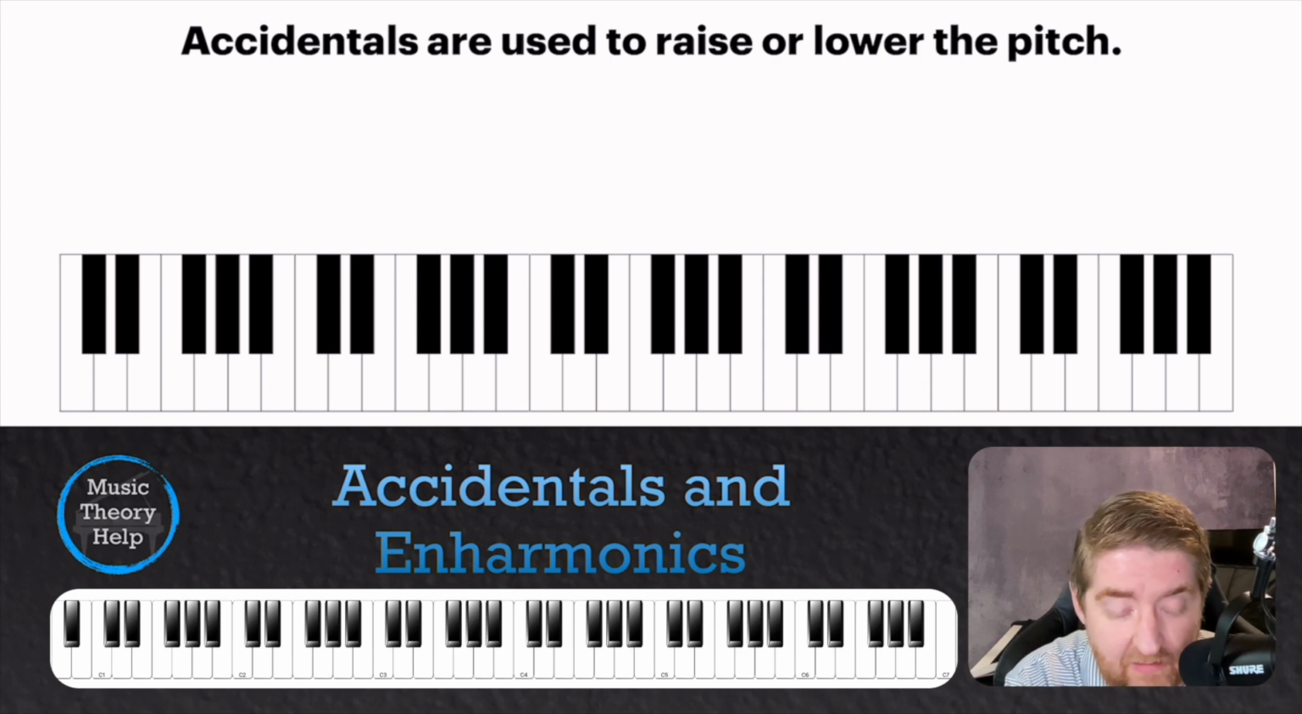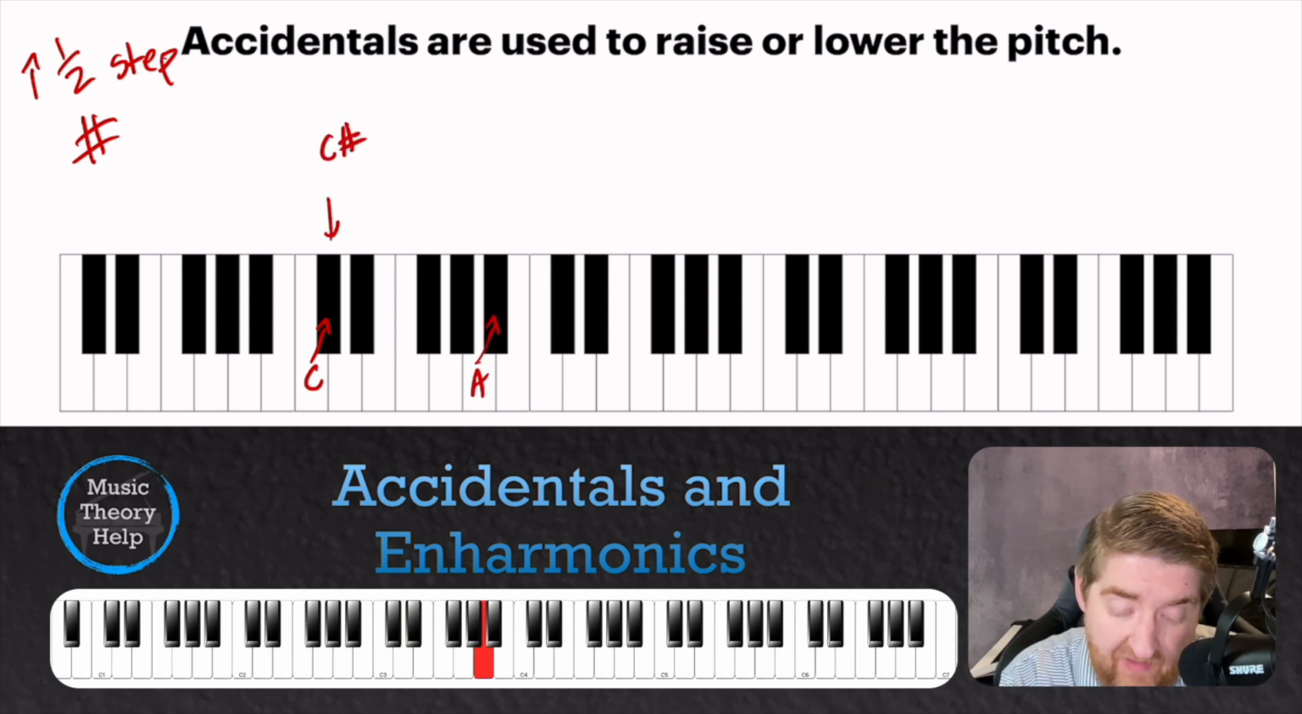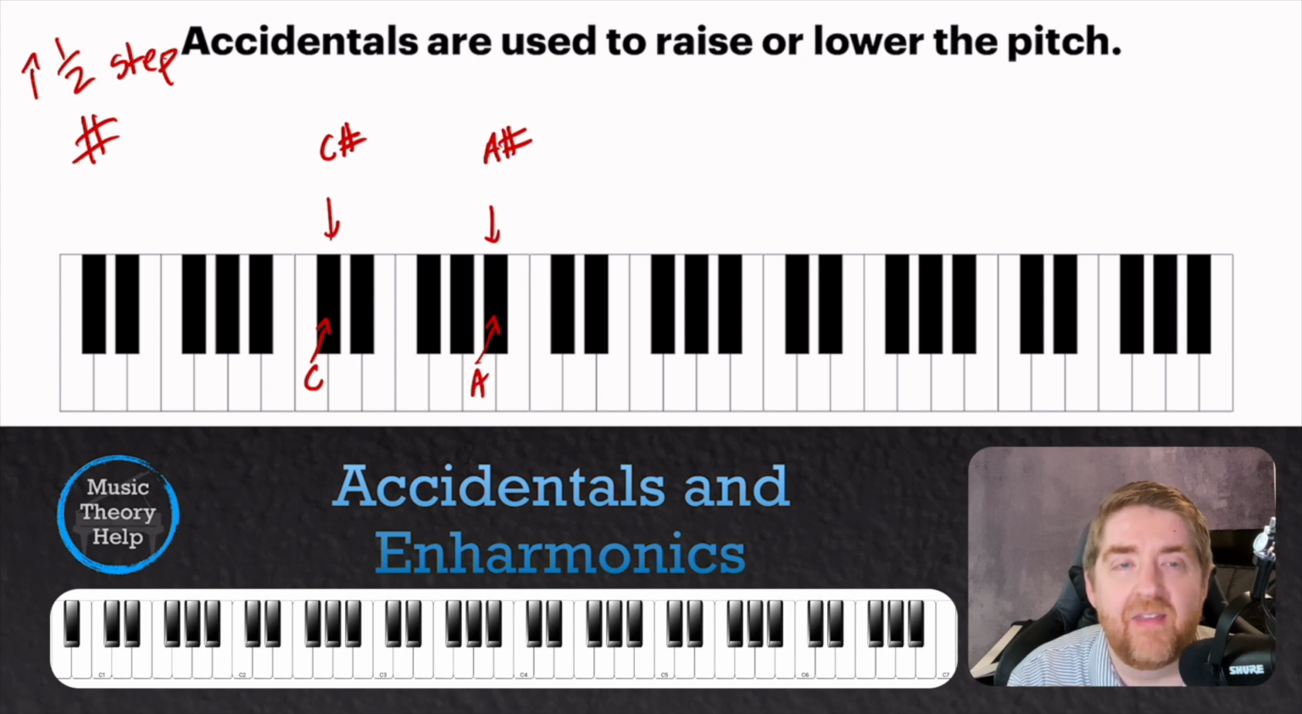Our first accidental that we're going to talk about is a sharp, not a hashtag, but a sharp. A sharp raises the pitch a half step. So if I have a C and I move up a half step, we've arrived at C sharp. If I have an A and I move up a half step, this is A sharp. I think we can understand how that works.